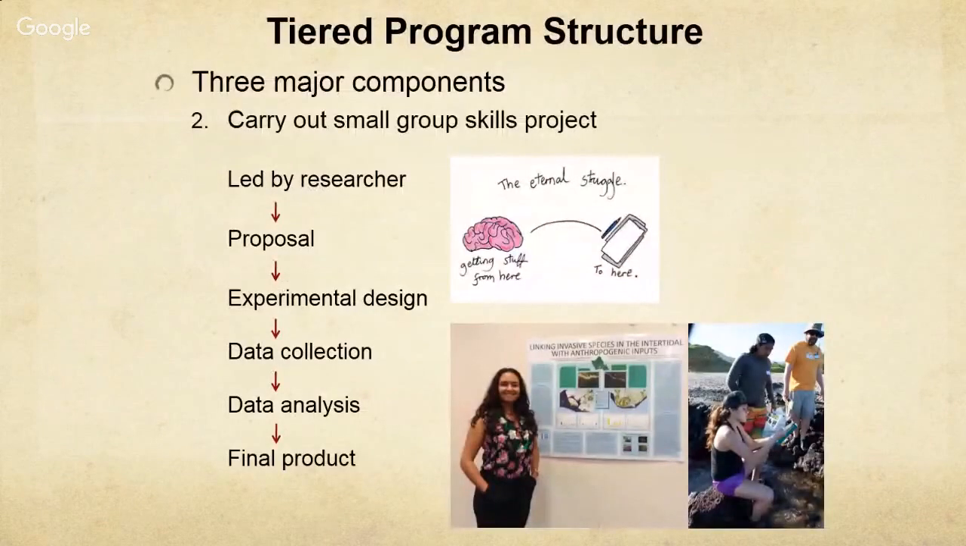And we do this through small group skills projects. So this is what the students spend most of their time on. We have a researcher doing current research in the intertidal come in and explain the scope of their work. And then I work with them individually to come up with a proposal and all of those steps in the scientific process until a final product. And so they work in groups of 4 to 5. And products have ranged from conference posters and talks to outreach events to journal articles.